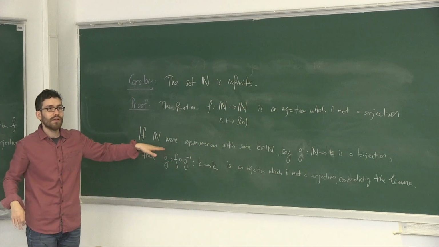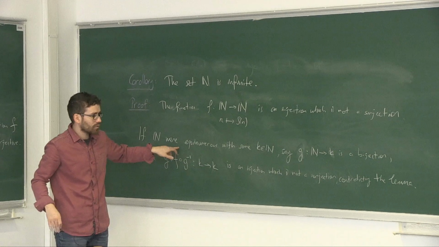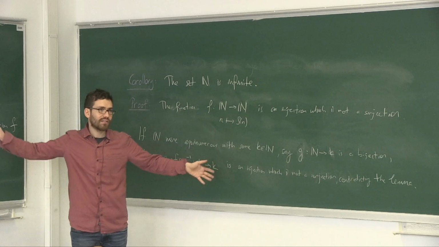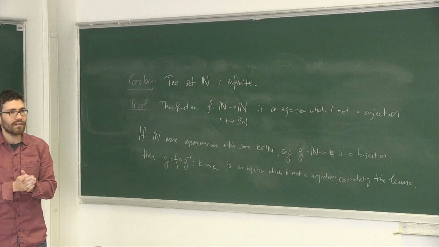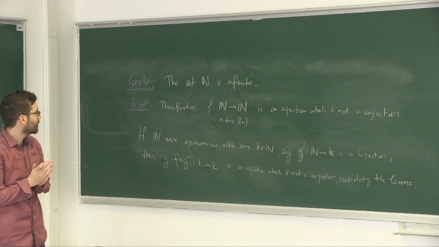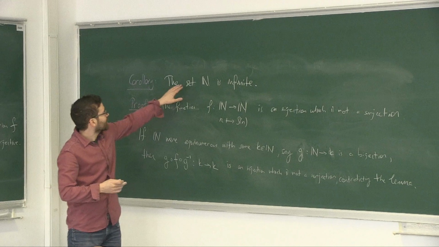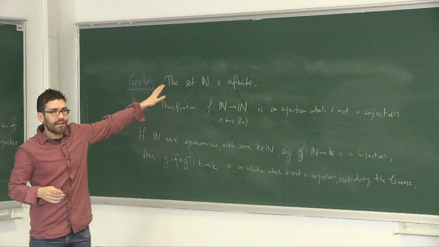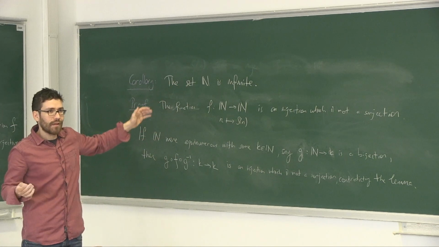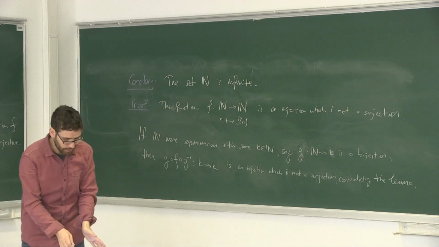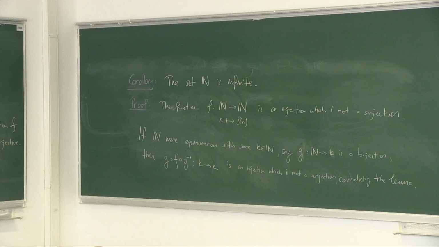Composition of injective functions is injective. So this is an injective function which is not a surjection, and it's from k to k. This contradicts the lemma. Okay? So the set of natural numbers is infinite. See, proving this took a lot of work, right? It's intuitively obvious, but we had to do a lot of work. More specifically, we had to prove that from a finite set to itself, every injection is a surjection. Anyway, so we proved that.